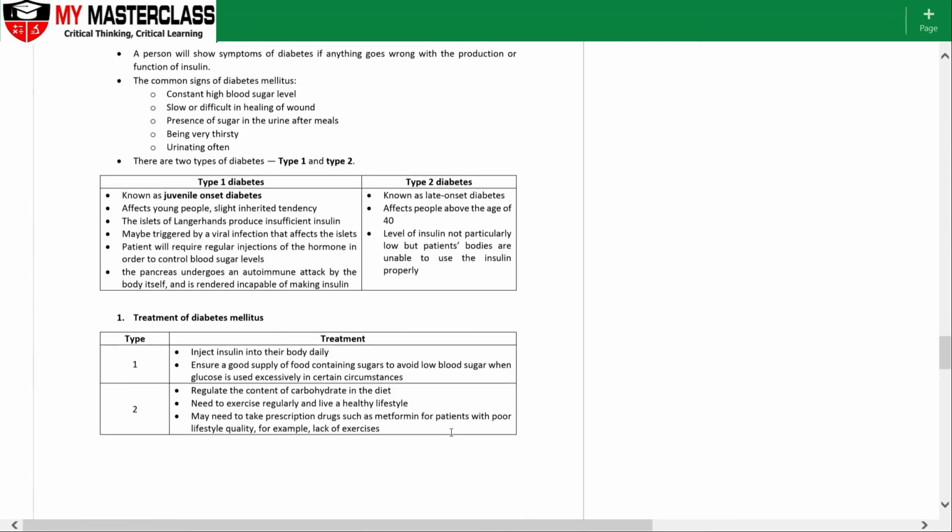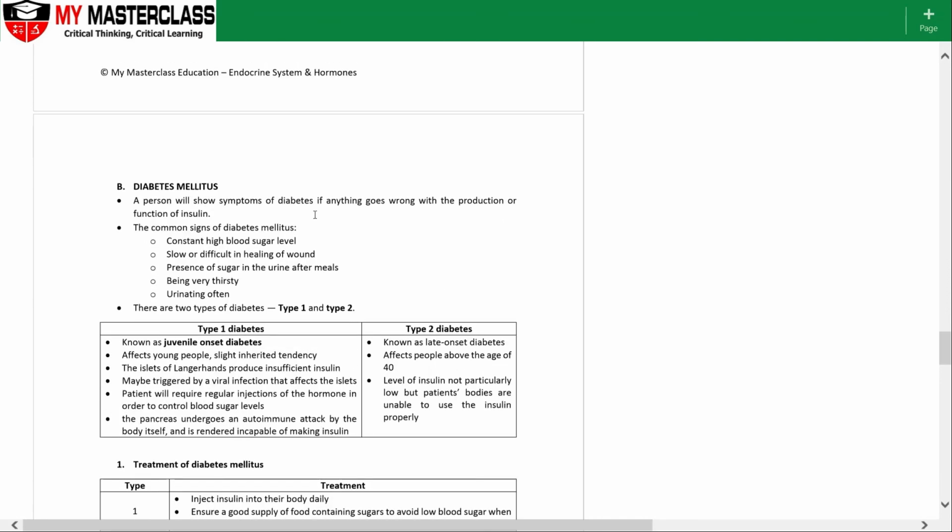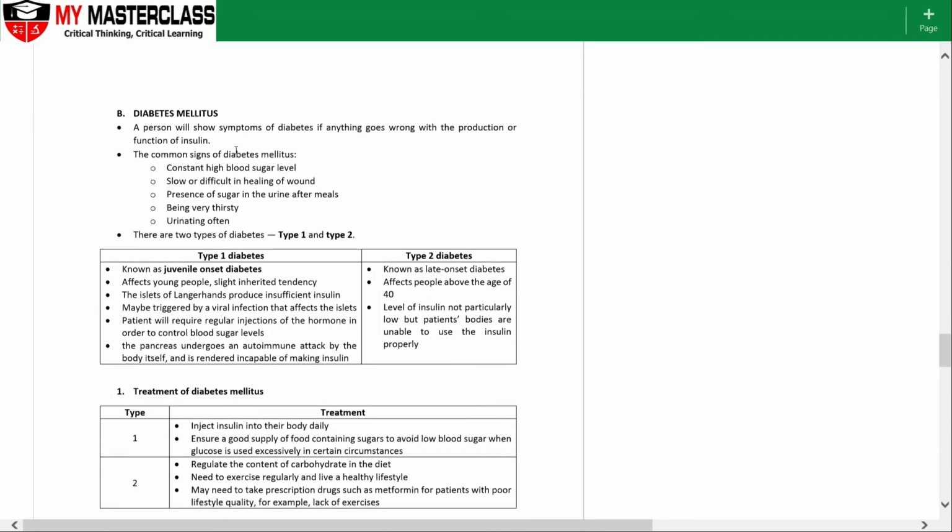So diabetes is over here, just a little bit into it. Symptoms of diabetes: constant high blood sugar, wounds don't heal very fast. Often the patient will be asked to go for a urine test, and they will use a dipstick to determine whether there is glucose present in the urine. Extremely thirsty and urinating often.